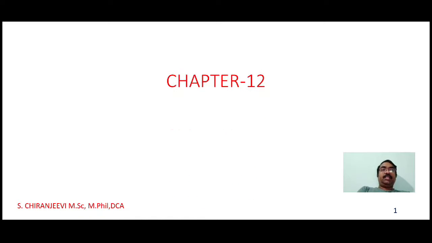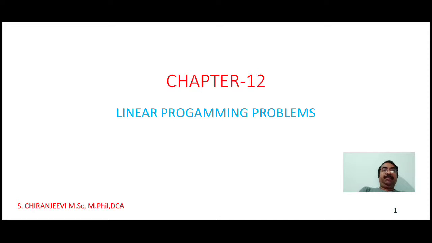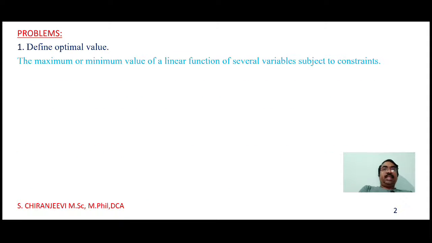Today we are going to learn chapter 12, linear programming problems, which is the LPP 1 mark problem. There will be a 1 mark problem compulsorily. First one, define optimal value. The maximum or minimum value of a linear function of several variables subject to constraints.